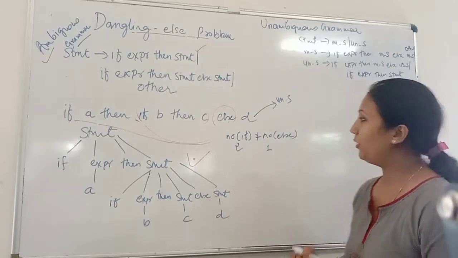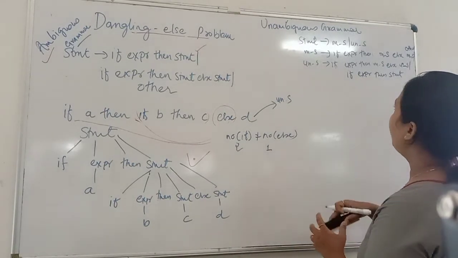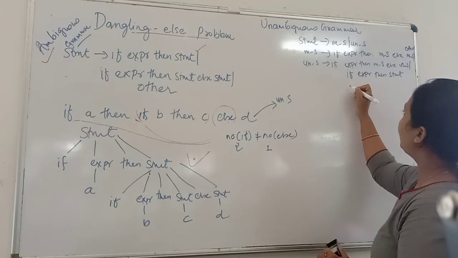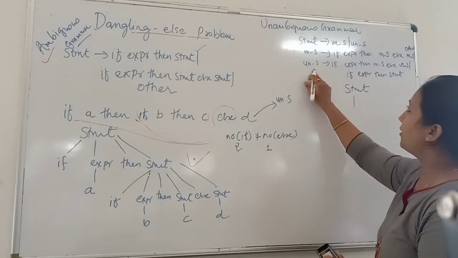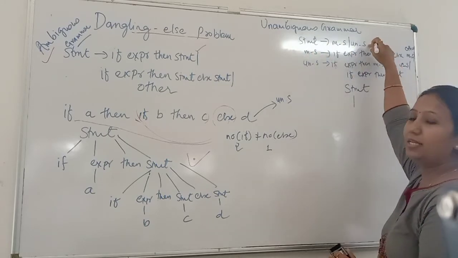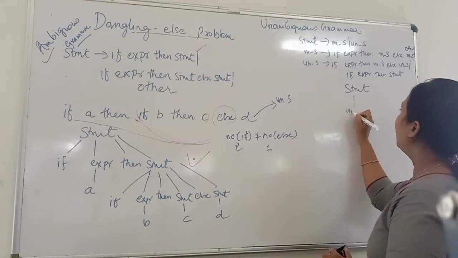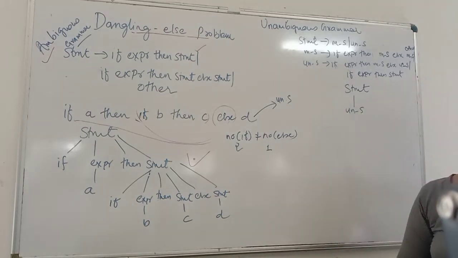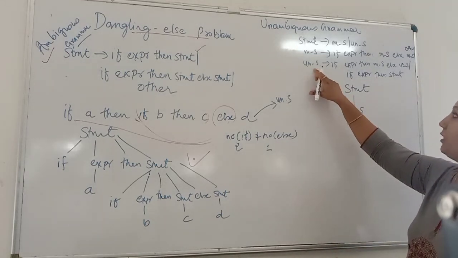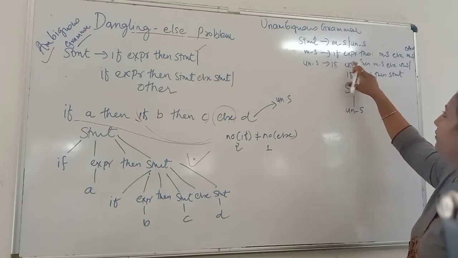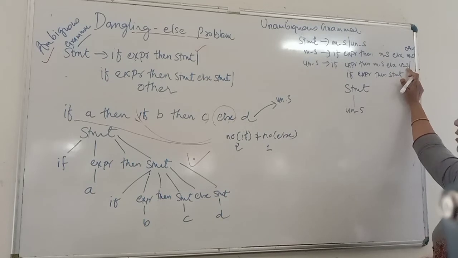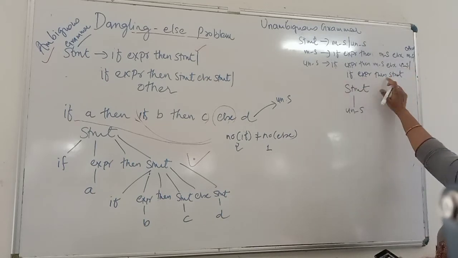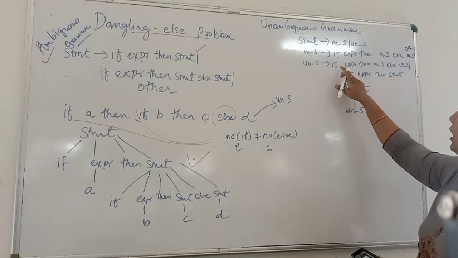So let's see how we can derive this string. The starting symbol is statement, so let's start from statement. We find that this is an unmatched statement, so from statement we have to select the second option, that is unmatched statement. Now in unmatched statement we have two options: if expression then match statement, else unmatched statement, or the option if expression then statement. Let's consider the first option.